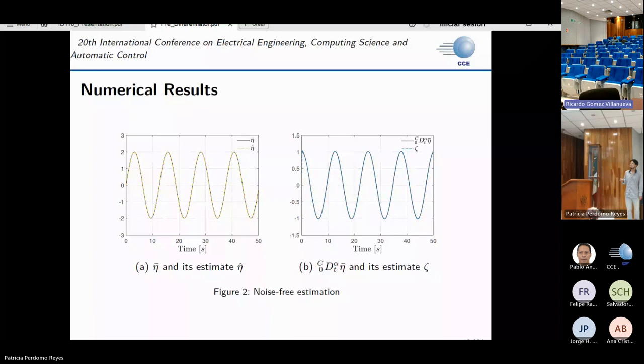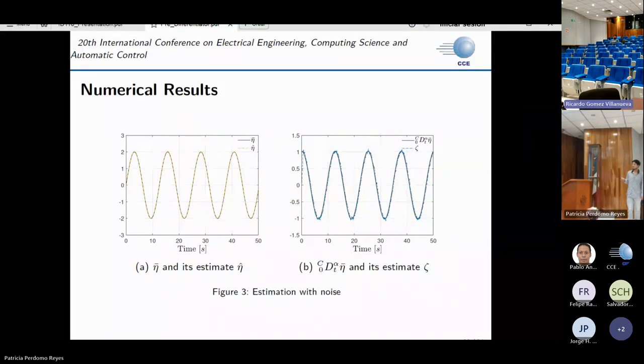Numerical results: this graphic represents, in the noise-free case, eta bar and its estimate eta hat, and the fractional order derivative and its estimate theta. As we can see, the convergence is in a really, really short time. Moreover, we can reduce the effect of the noise in the original eta.